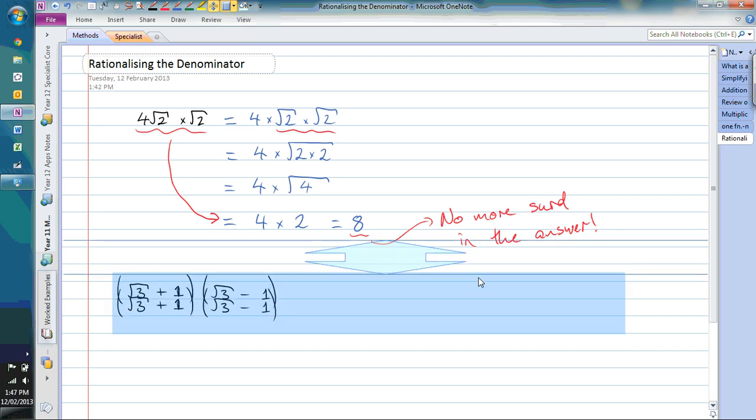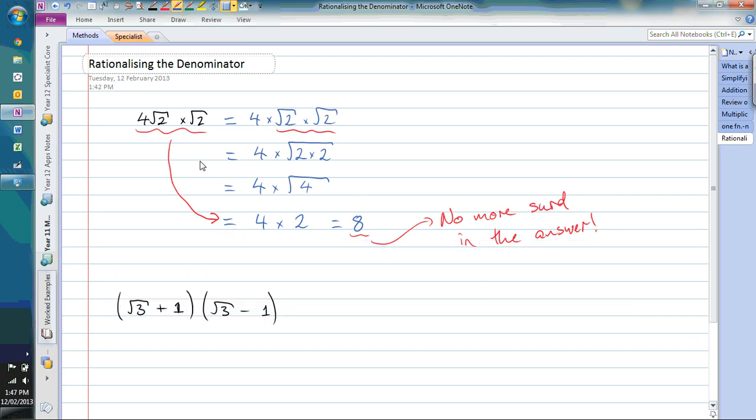Looking at this second example, here I've got two expressions, and we say that these expressions are conjugates. And what we mean by conjugates is that they've got the same terms in them. Both of them start with a square root of 3. Both of them end with a 1, but the sign in between is opposite. One of them's a plus and one of them's a minus. So we call these conjugate expressions.